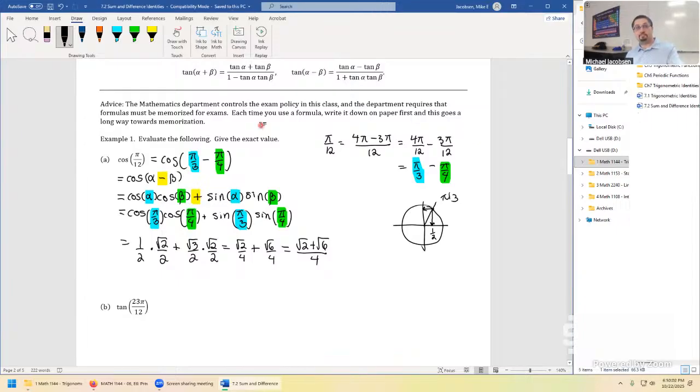Sorry, say again? One view is terrifying. Yeah, I agree with you. It's kind of this idea as well. We break down 23 pi over 12 in just the right way, so things simplify down to what we know. Then we just plug it right into the big identities, one or the other.